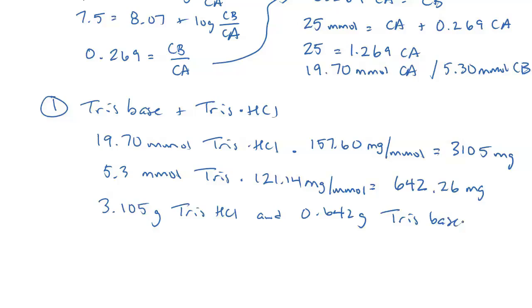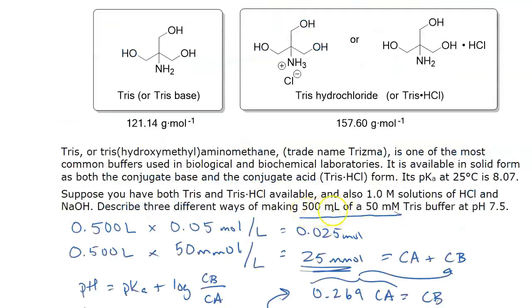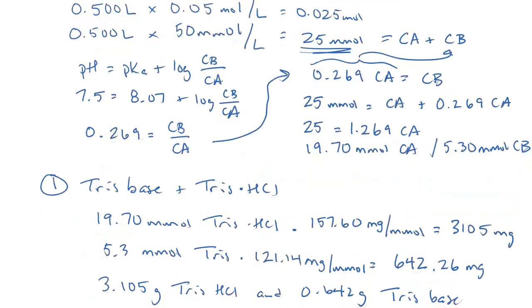And if the question wants you to describe how you would make that, you need 500 milliliters, 50 millimolar, pH 7.5. So I would say go ahead and get 450 milliliters of deionized water, dissolve in these amounts of the tris conjugate acid and tris conjugate base, and then mix thoroughly, put into a volumetric flask, dilute it up to the mark, and you're done. Method number one.